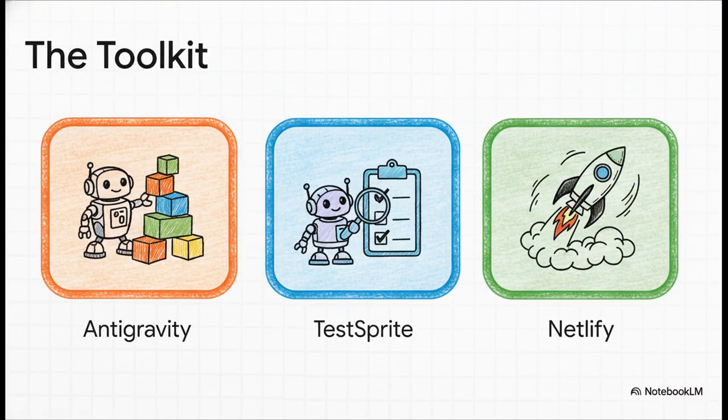To make all this magic happen, we're really just using three core tools. We've got Antigravity, that's going to be our AI builder. Then there's TestSprite, which is basically our automated quality assurance team. And finally, Netlify, which is how we'll get our creation out to the entire world totally for free.